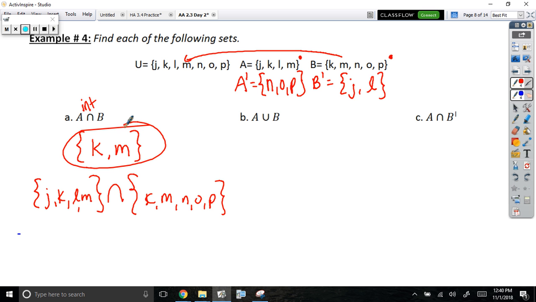The next one says A union B. So we're pushing those two things together, writing all the letters. Unite the two sets. So we'll have J, K, L, M. Already have K, already have M. We need N, O, and P. Almost all of these have letters and numbers.